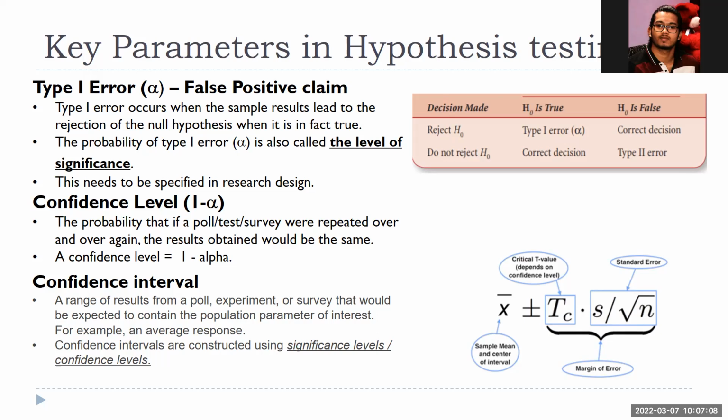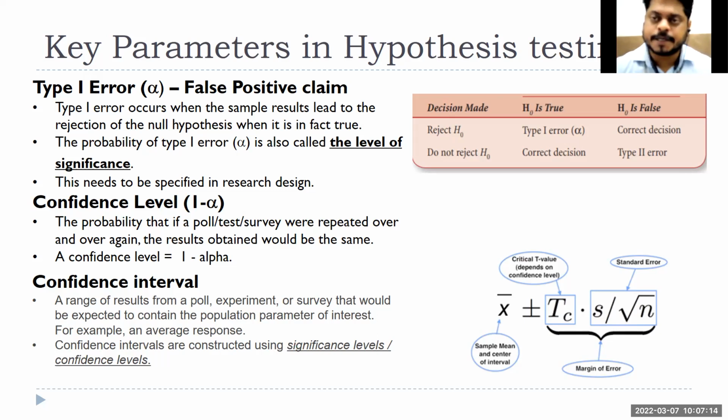The problem is, as your alpha level decreases, or the level of significance decreases, the number of samples you have to take to have that kind of confidence increases exponentially. That means you have to take a very large sample size, which is not actually possible in a real life scenario.